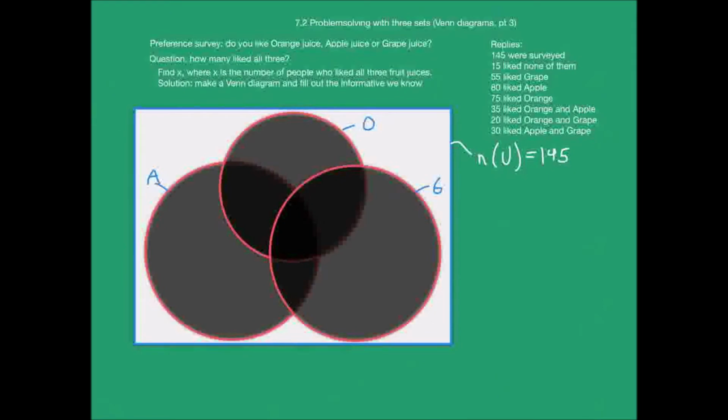Okay, so this is our Venn diagram, and we have the 3 circles. Here is apple juice, here's orange juice, and here's grape juice. And we have the size of the universal set, the number of elements in U is 145. And right here in the center, we can put our x, because that area in the center happens to be the intersection between all 3 circles.